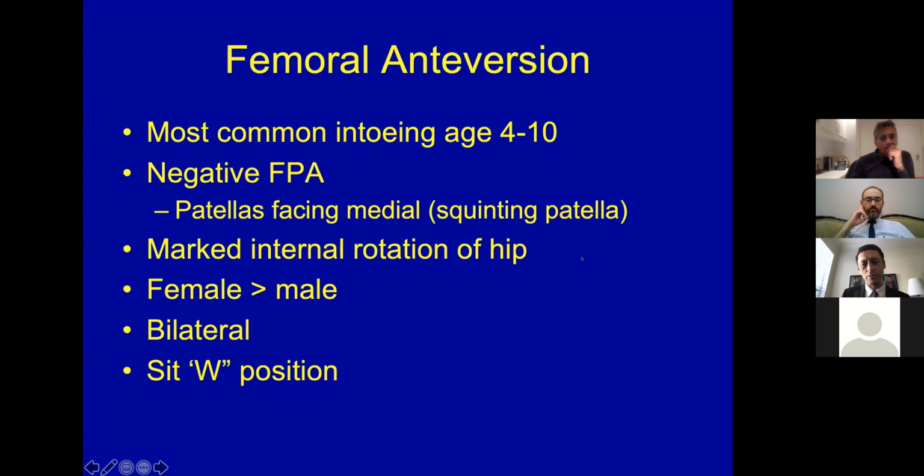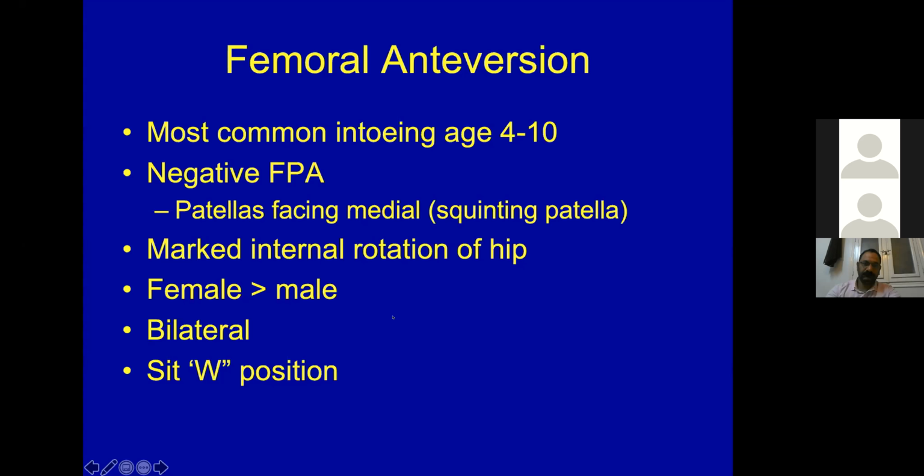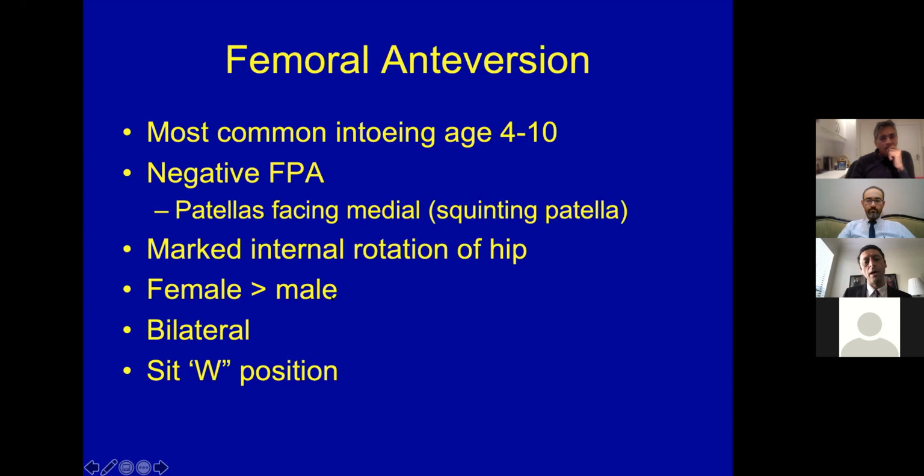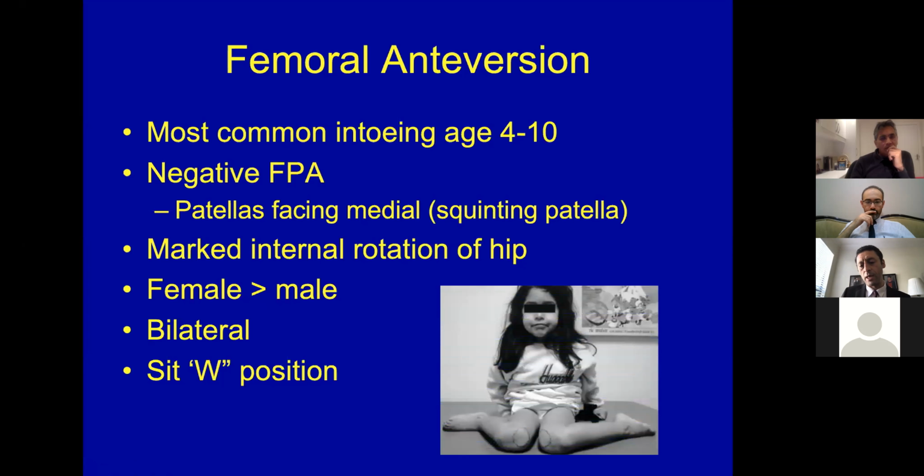This is very commonly tested at this point. And you have marked internal rotation of the hip compared to the external rotation. It's more common in females than males, and bilateral. The classic is the TV sitting position, or W position sitting, of the child. Most of the kids sit that way, watching movies, watching TV, and this contributes to the increased deformity of the femur.